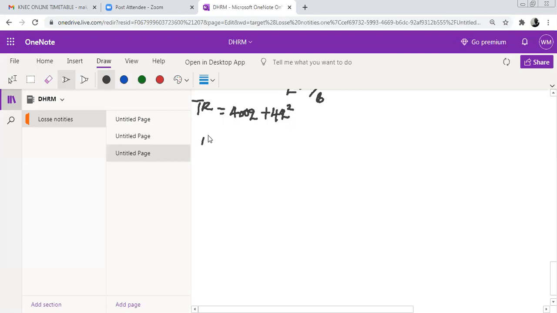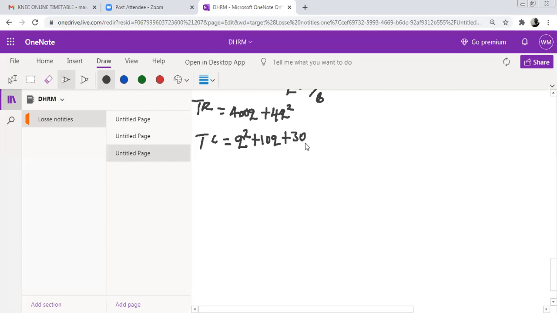What about the total cost? The total cost is given by Q to the power 2 plus 10Q plus 30.